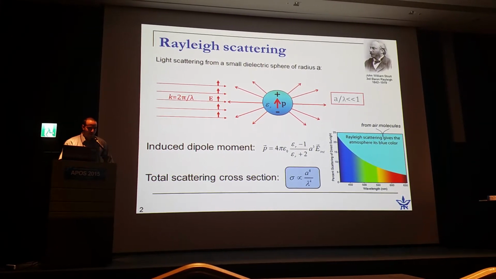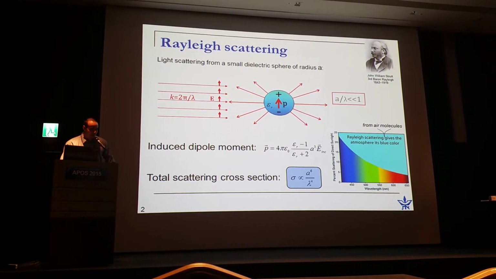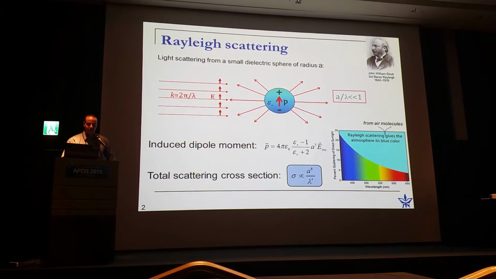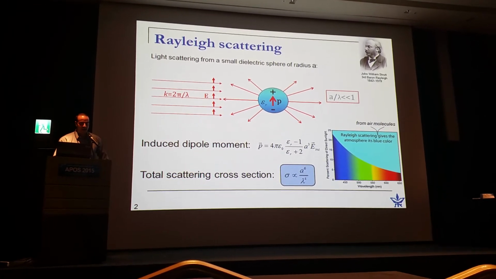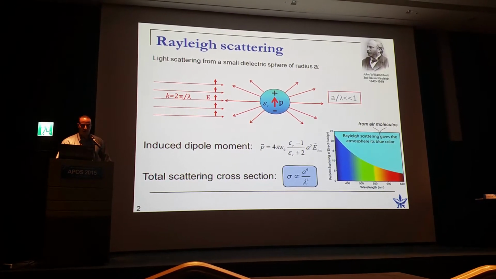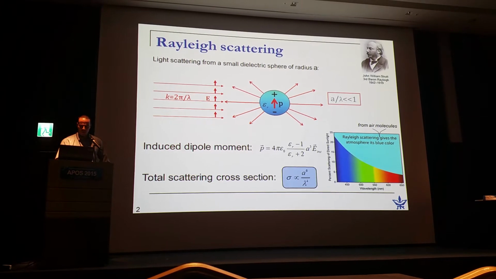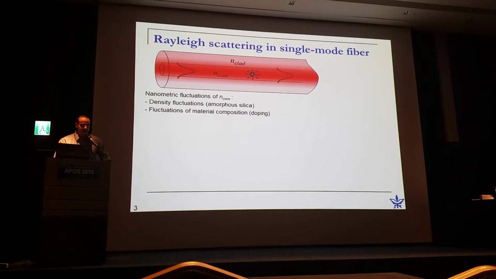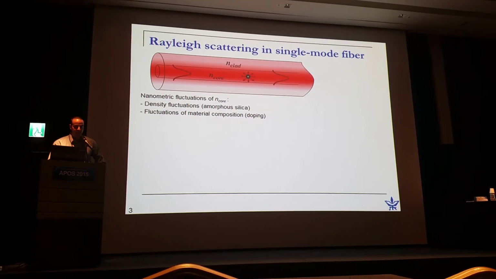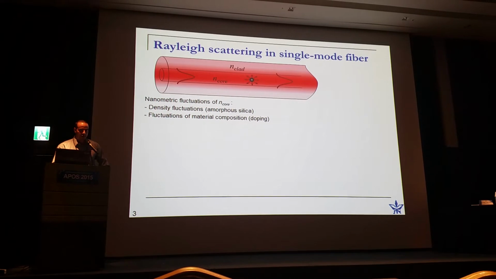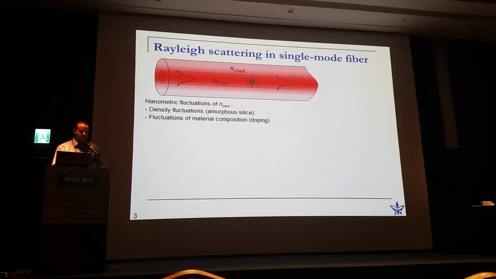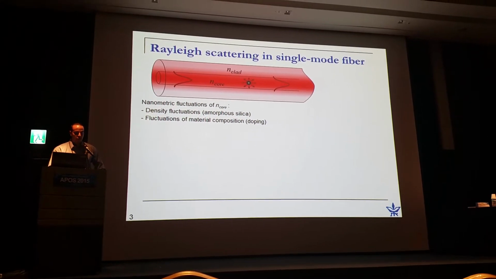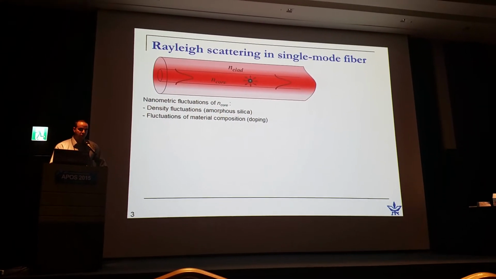And of course, you cannot mention Rayleigh scattering and not talk about the sky being blue. Rayleigh scattering is believed to be the reason for the blue color of the sky, due to scattering from air molecules in the atmosphere. In a similar manner, many scattering centers exist in the core of the silica fiber, due to nanometric fluctuations of the core refractive index, density fluctuations of the amorphous silica, and fluctuations of the material composition of the doping.